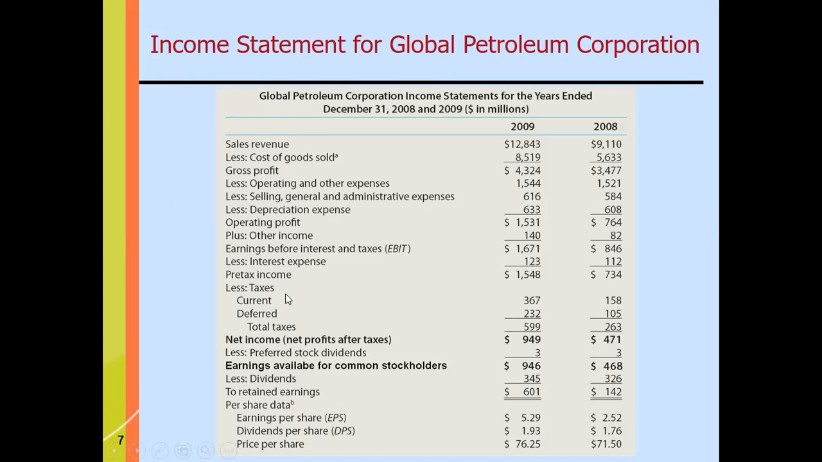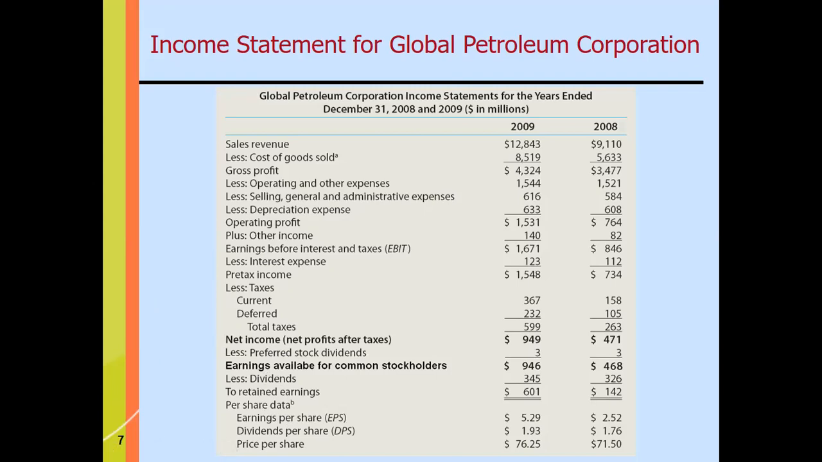Then we less the taxes, whether current or deferred. Deferred will be tackled in an advanced accounting course. Total taxes equals net income, which is net profits after our taxes. If we deduct the preferred stock dividends or preference share dividends, these are now the earnings available for our common stockholders or ordinary shareholders. And if we deduct the dividends applicable to them, then this would be the earnings that will be carried forward to our retained earnings.